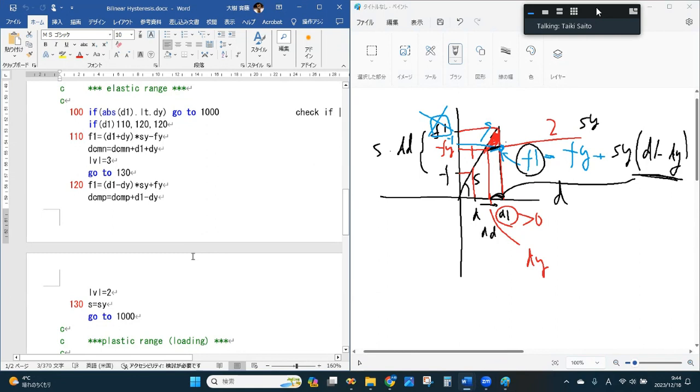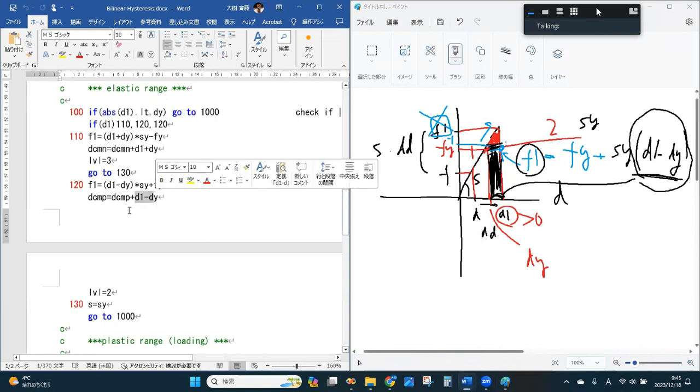We need the cumulative plastic deformation. The plastic deformation is which part? Yeah, this part, more than yielding. So DCMP starts from 0, and you add this plastic deformation. So gradually it will increase.